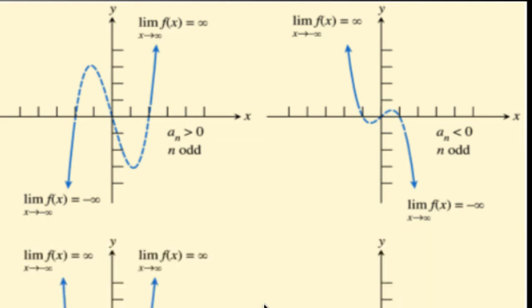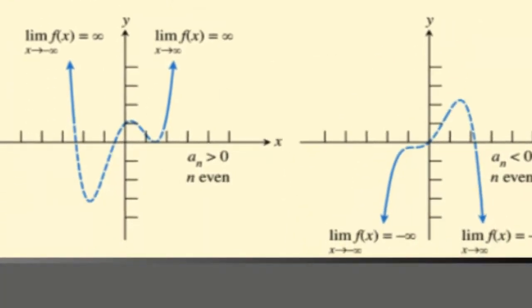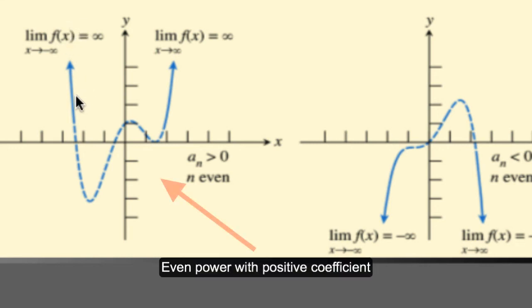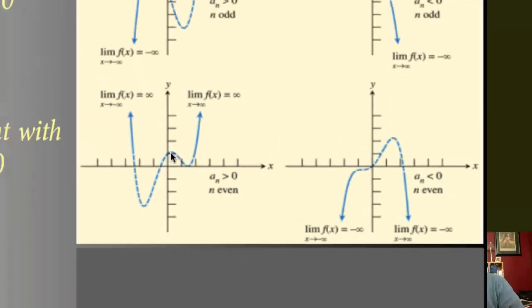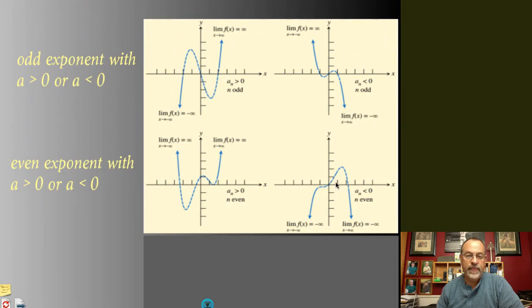If we're looking at quartics or even powers, then we had these possibilities. Remember when it was a squared or a fourth, those are the only 2 examples we had, both end behaviors were going towards positive infinity if the leading coefficient was positive. If the leading coefficient was negative, both end behaviors were going towards negative infinity. So these are the only 4 possibilities for end behavior when we're talking about these polynomial functions.